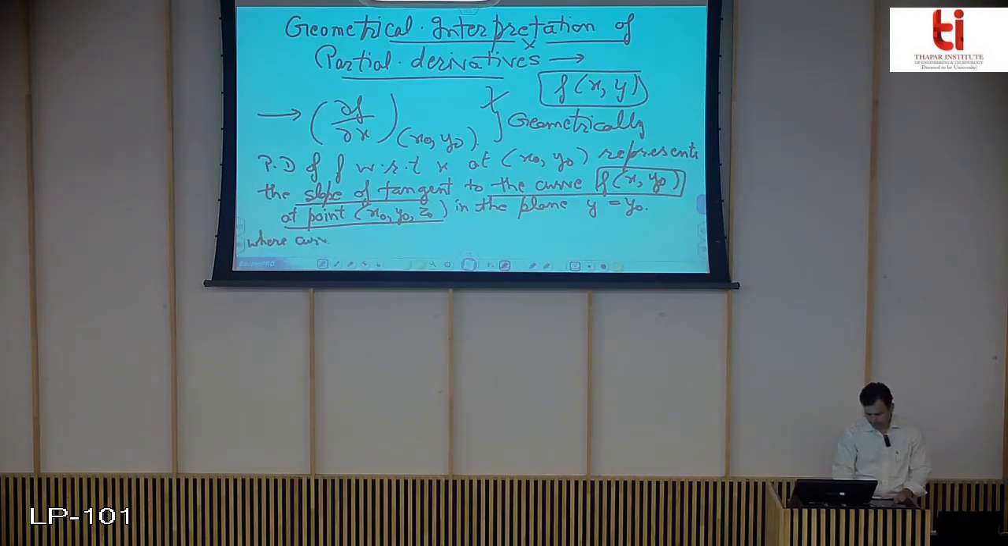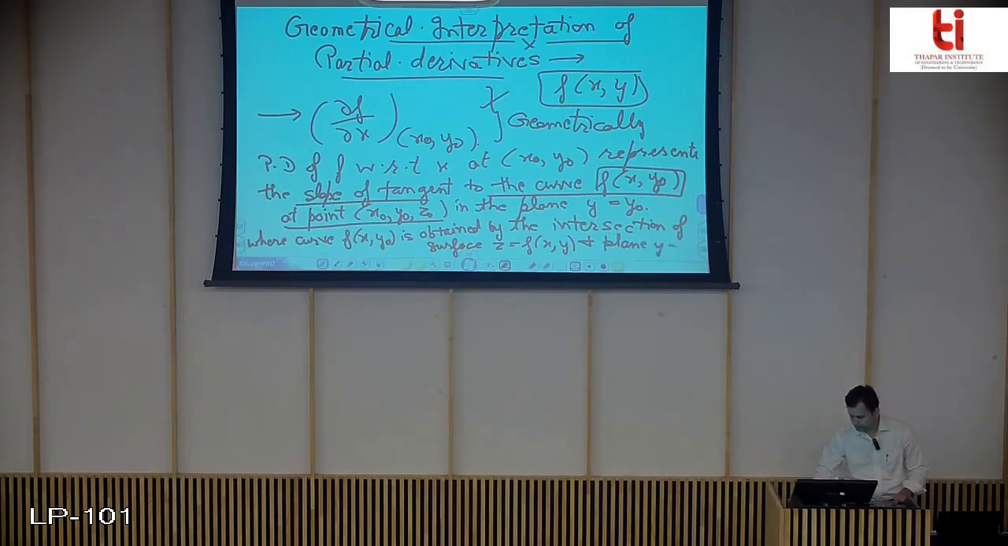the curve f(x, y0) is obtained by the intersection of your surface z equals f(x, y) and the plane y equals y0. So this is the curve f(x, y0). From where does it come? It comes from the intersection of the plane y equals y0 and the surface z equals f(x, y).